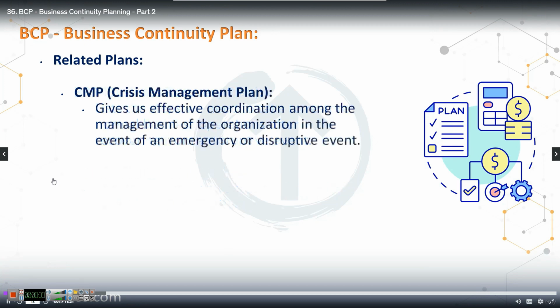And then finally, we have our CMP. That is a crisis management plan. And that gives us that effective coordination that we need when we have a disaster event. It outlines all the steps that management must take. First off, to ensure the safety of personnel. And secondly, that our property is properly protected during a disaster.